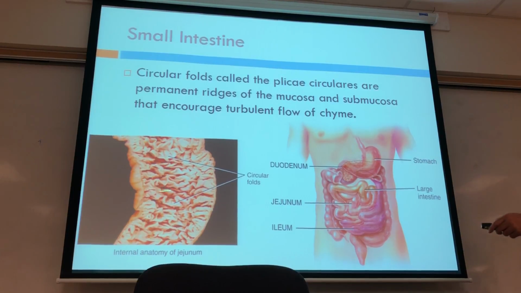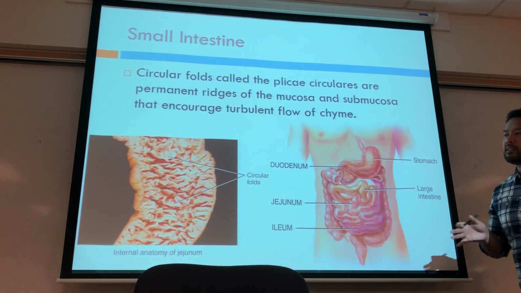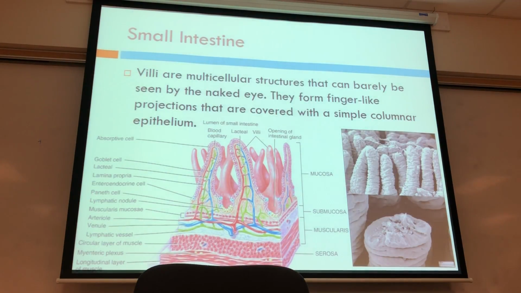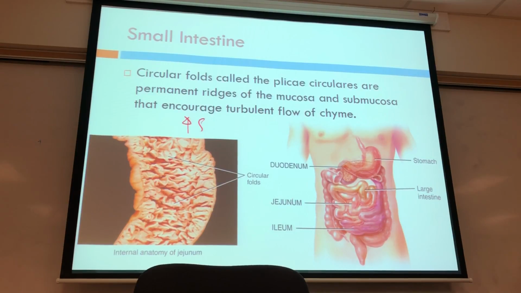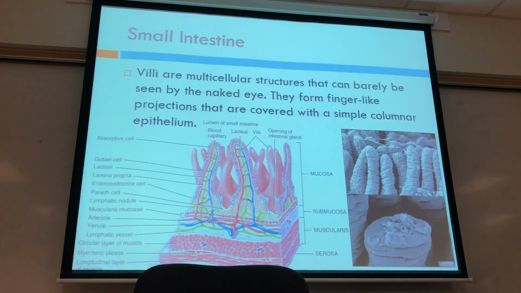All these little folds need to make their way through to encourage turbulence. And we want this turbulence to slow that process down. So with that, we have this increased surface area due to the plicae circularis. We want increased surface area to slow this down. What it's doing is agitating that fluid, that chyme, as it makes its way through the small intestine.